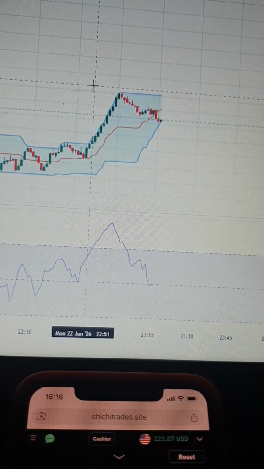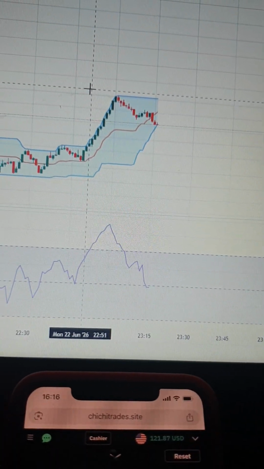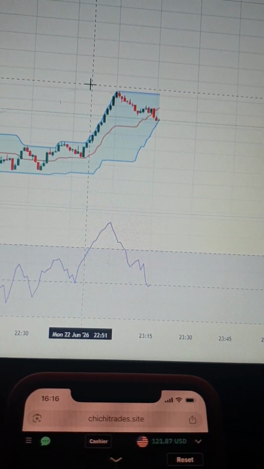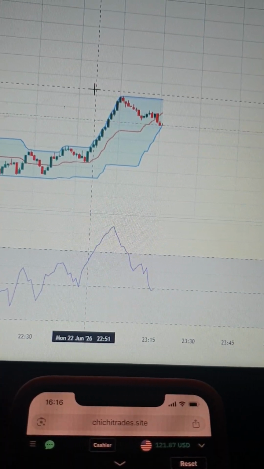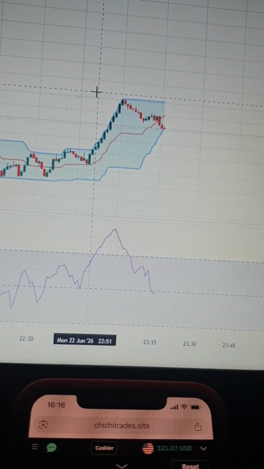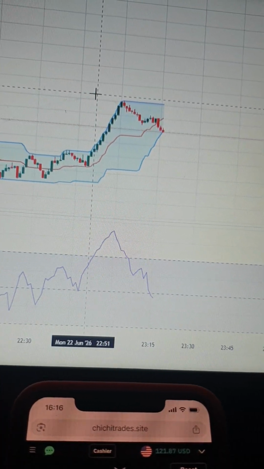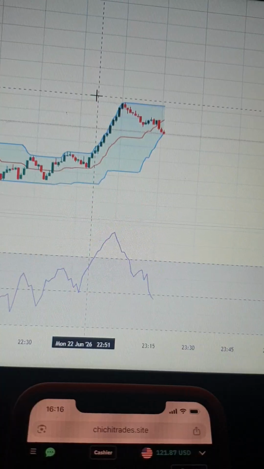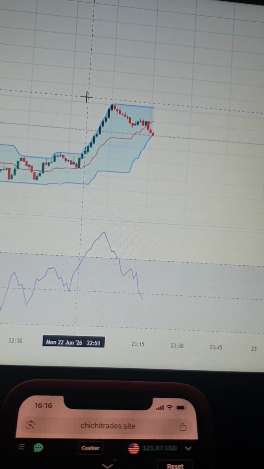1, 2, not yet. At least 3 rises. Okay, at least 3 rises. 1, not yet. Not yet. So make sure you're patient with the market. Make sure you're always patient with the market.